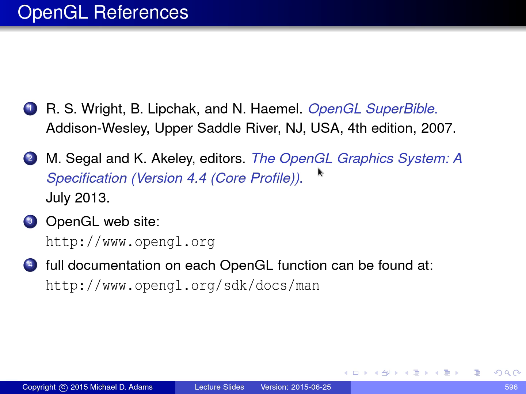The next reference, the second one listed on the slide, is the actual OpenGL specification from the OpenGL consortium. The next reference is the OpenGL website. This is the official website from the OpenGL consortium. It has a lot of really useful information, lots of links to tutorials and so on, very valuable. And then this last URL listed here is the URL on the OpenGL website where the full documentation on every OpenGL function can be found. This is very useful for looking up documentation on the various functions.